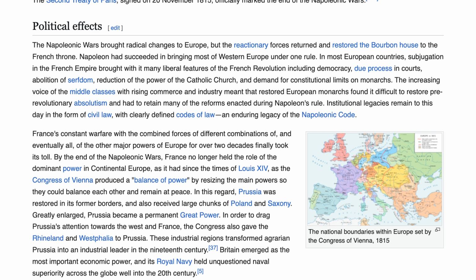In this regard, Prussia was restored in its former borders, and also received large chunks of Poland and Saxony. Greatly enlarged, Prussia became a permanent great power. In order to drag Prussia's attention towards the West and France, the Congress also gave the Rhineland and Westphalia to Prussia. These industrial regions transformed agrarian Prussia into an industrial leader in the 19th century. Britain emerged as the most important economic power, and its Royal Navy held unquestioned naval superiority across the globe well into the 20th century. After the Napoleonic period, nationalism, a relatively new movement, became increasingly significant.